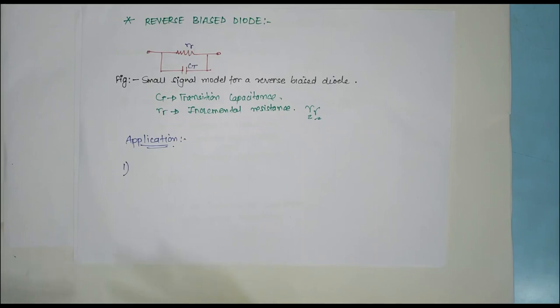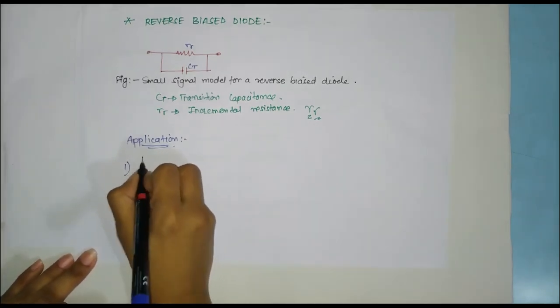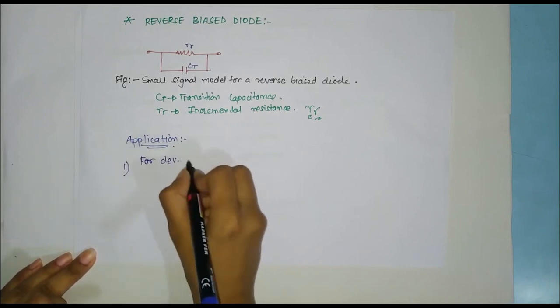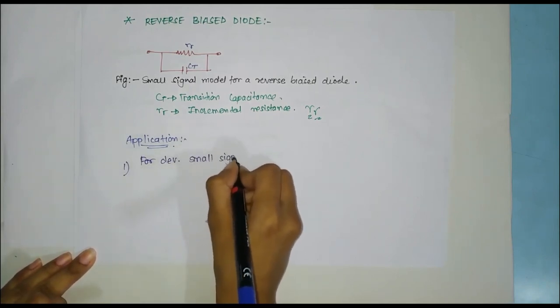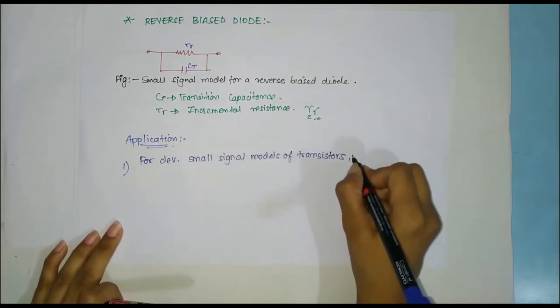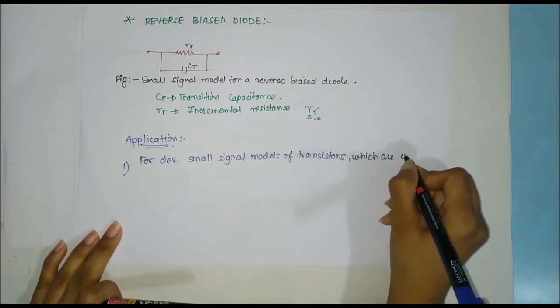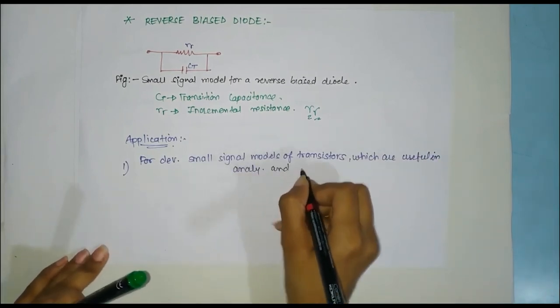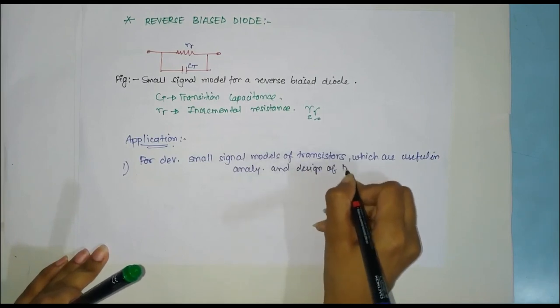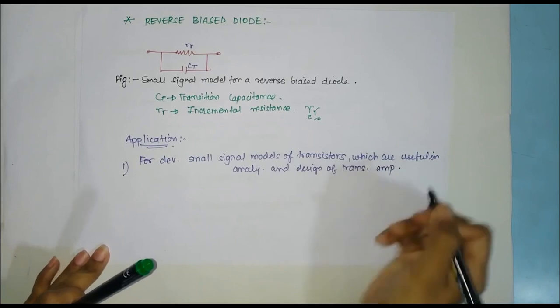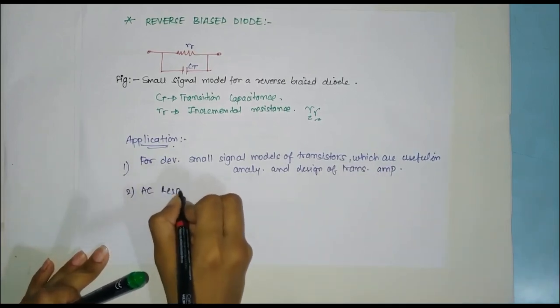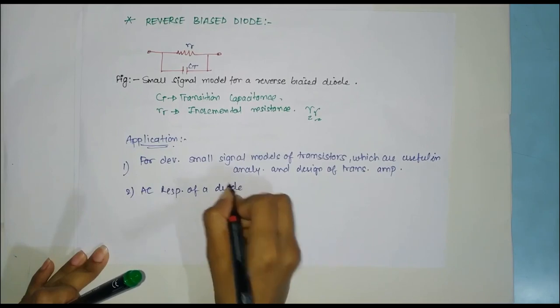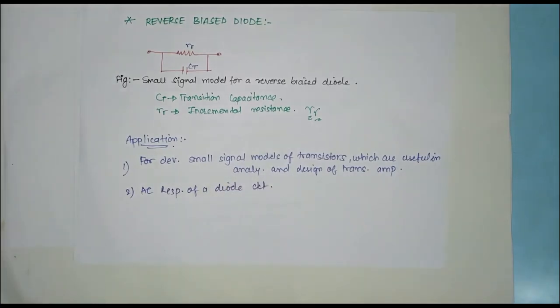First, this small signal model is applied whenever we need to develop the small signal models of transistors that we'll be learning in further chapters. We use this analysis during the design of transistor amplifiers as well, and also to obtain the AC response of the diode circuit. So let me note that point: for developing small signal models of transistors, which are useful in analysis and design of transistor amplifiers, and it is used to obtain the AC response of a diode circuit. So this is the application of small signal analysis.